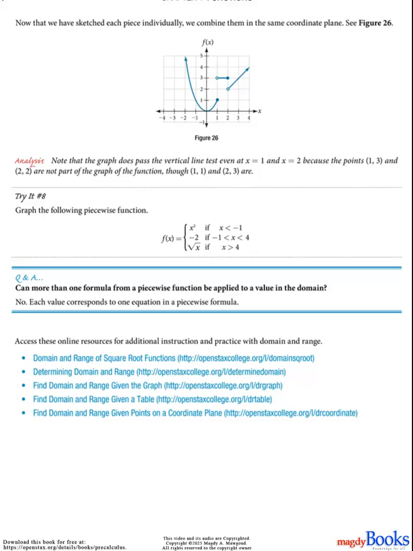Q and A. Can more than one formula from a piecewise function be applied to a value in the domain? No, each value corresponds to one equation in a piecewise formula.